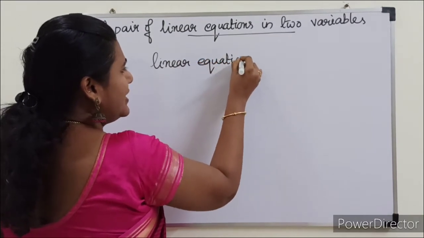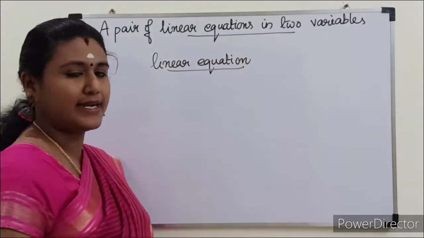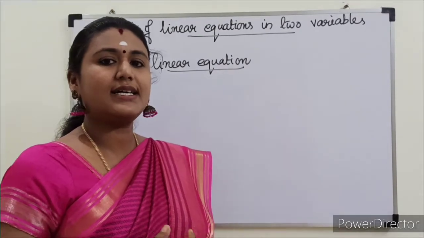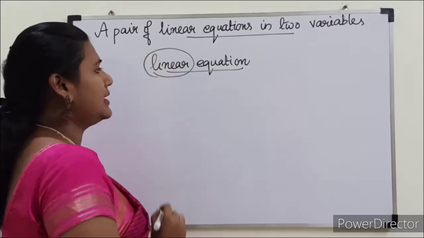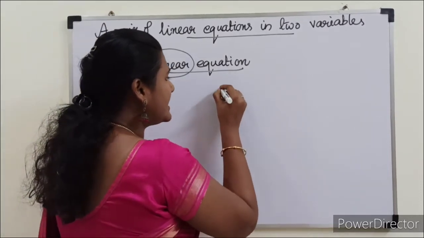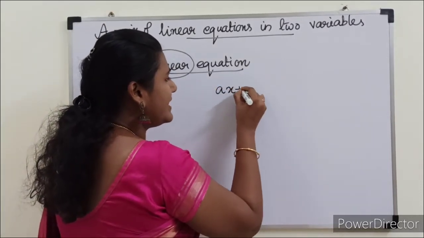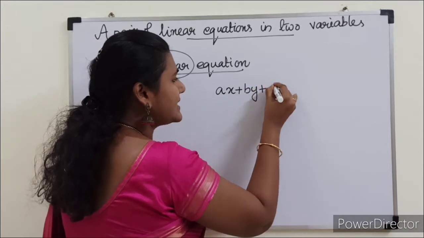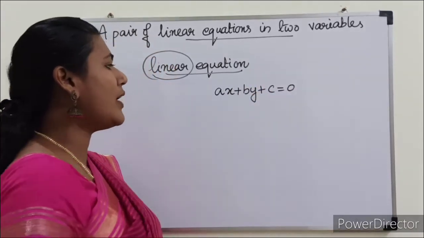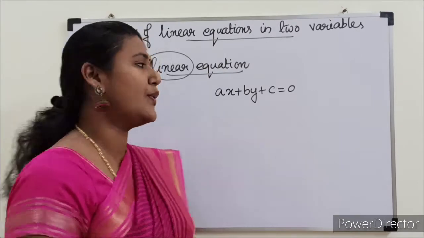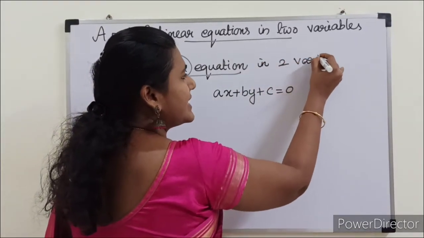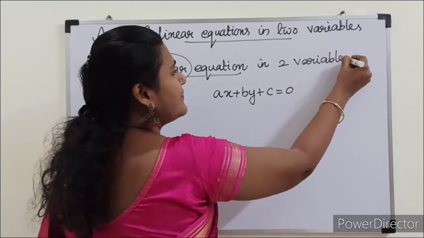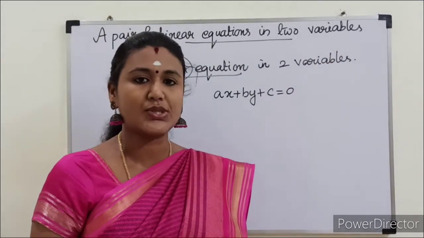In class 9, you have already studied the topic linear equation. So, what is a linear equation? The word linear, what is its meaning? The general form of a linear equation in two variables is ax plus by plus c equal to 0.